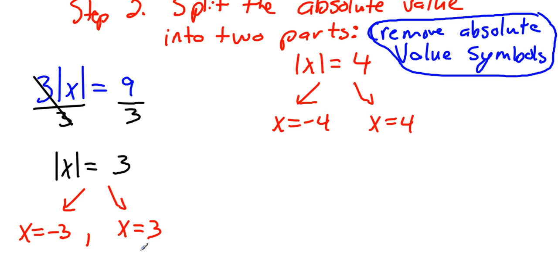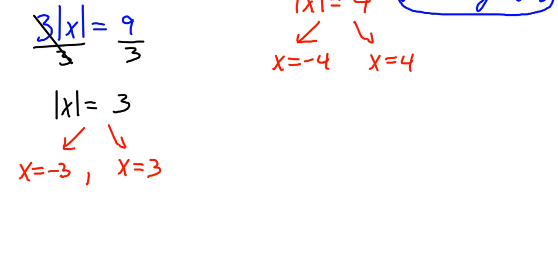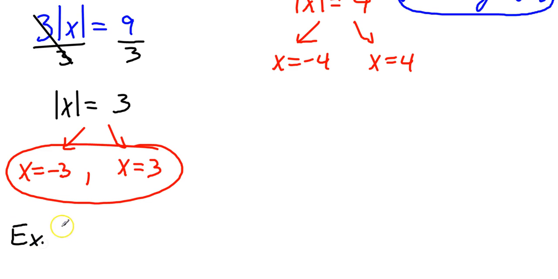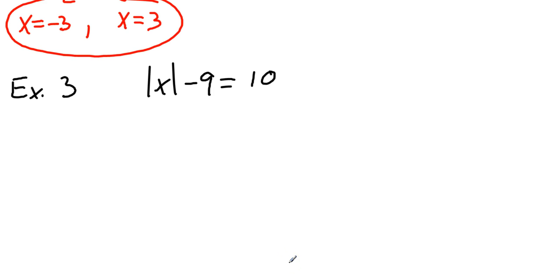Now, we'll look at a couple more examples that are still fairly short, but where you have to do an extra step or 2. Okay, let's go with the absolute value of x minus 9 equals 10.